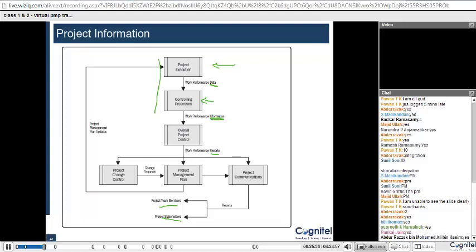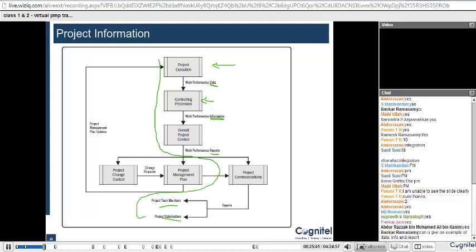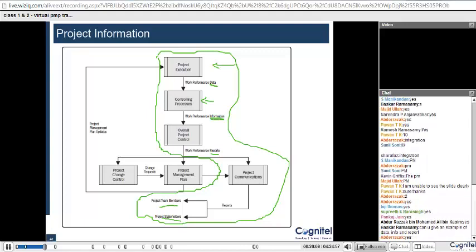So if you look at this chain at this point of time, I hope you would understand this one, the one that I have circled. So execution gives data, controlling gives information, then that information is converted into reports. Those reports are taken up by the project communications, and these are communicated to the team members and stakeholders. Is this clear so far? Okay, there's a question. Data, info, and report.